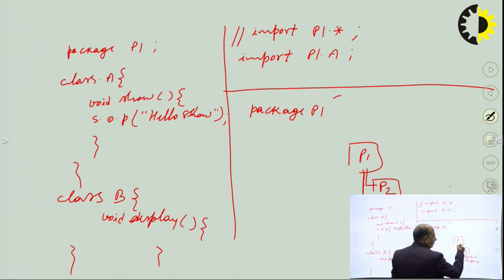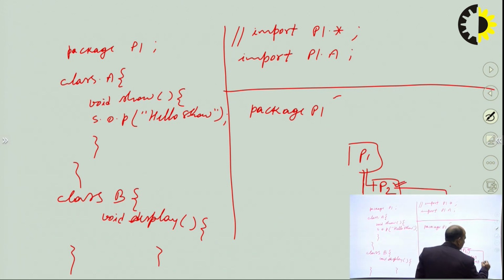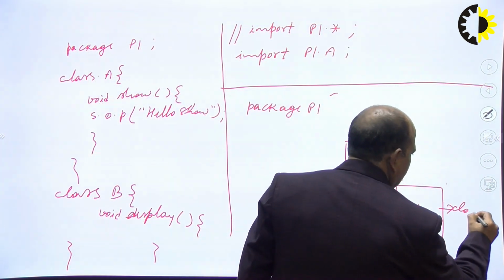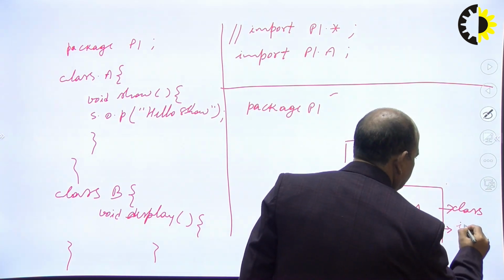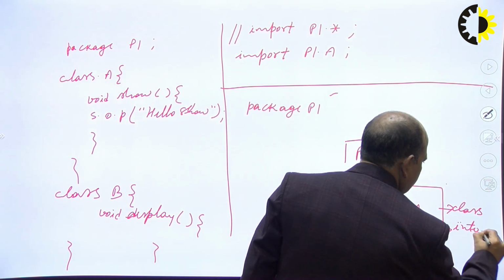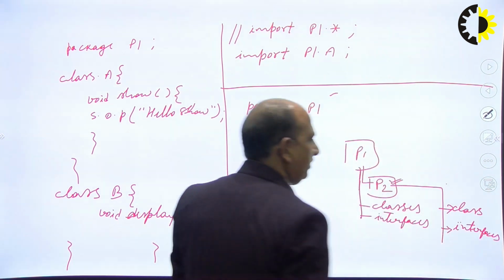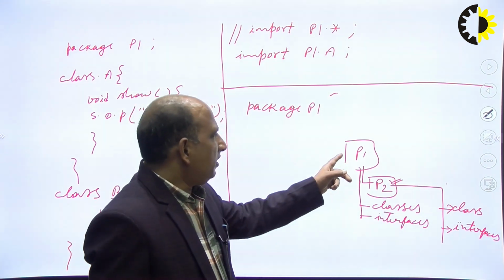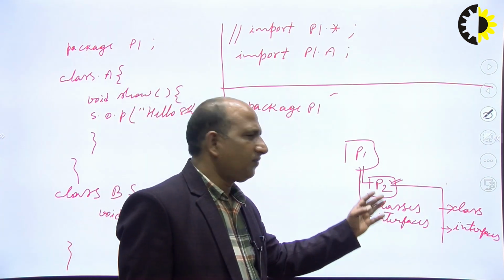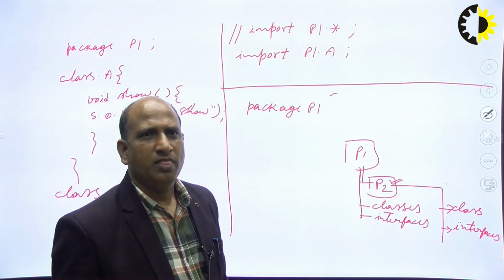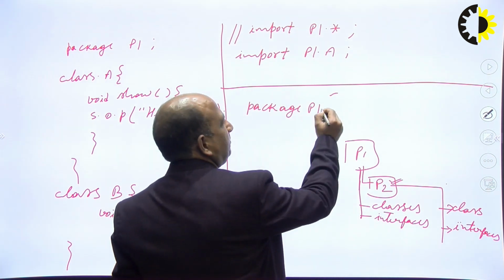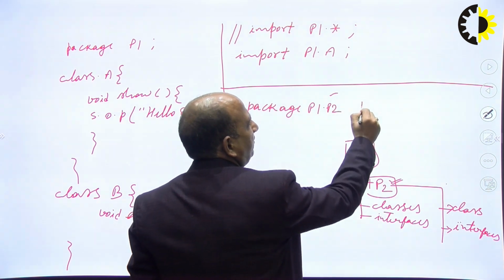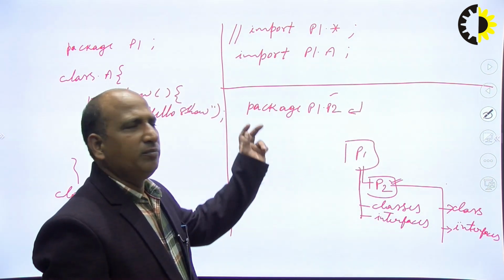Now this p2 has its own classes and some interfaces. Understand, it is a very important concept. p1 has classes, interfaces, and another sub package p2. To create a sub package within a package, we can write package p1.p2. At the time of creation of the package, I can write p1.p2.